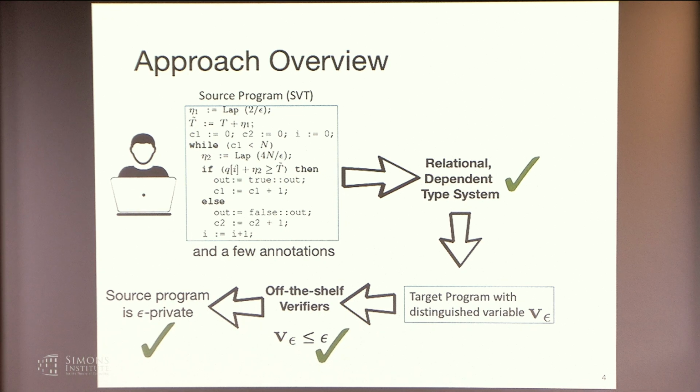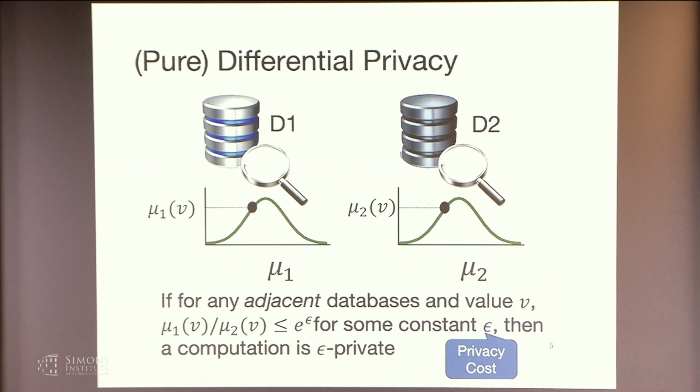Let me go into some details of what's the magic in this type system. Throughout the talk, I will assume pure differential privacy, or epsilon privacy. How to extend our mechanism to other definitions of differential privacy is still future work. So in pure differential privacy, we have a database and an adjacent database. Your program is basically an algorithm which runs on the database and generates some distribution because of the noise injected into the data.